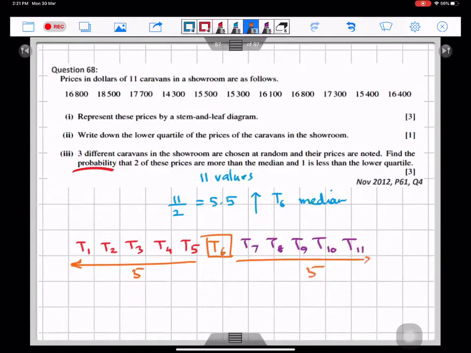Now, what will be the lower quartile? Whatever the value is, this would be the lower quartile because it would be the median of the smaller set of numbers. And upper quartile would be the median of the bigger set of numbers. Agreed? That means lesser than lower quartile are 2 values, and greater than upper quartile are 2 values.